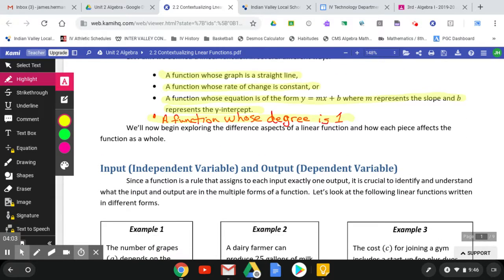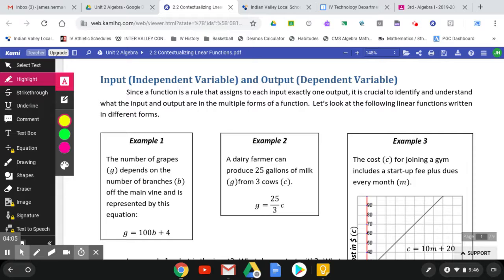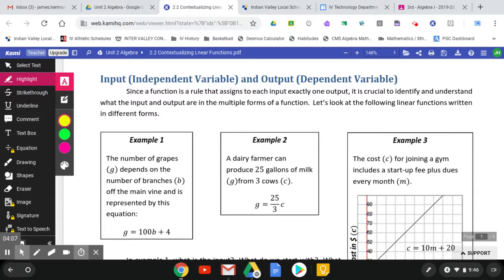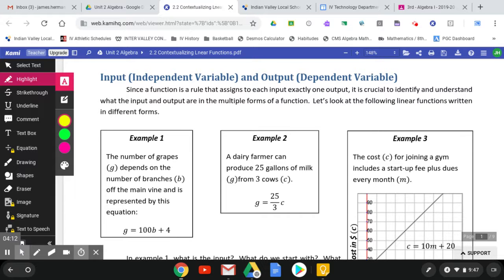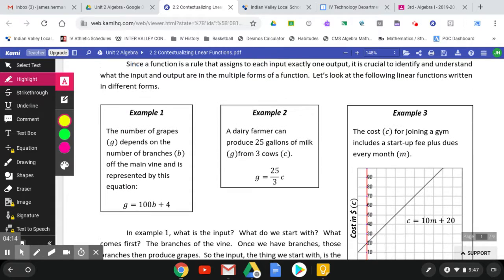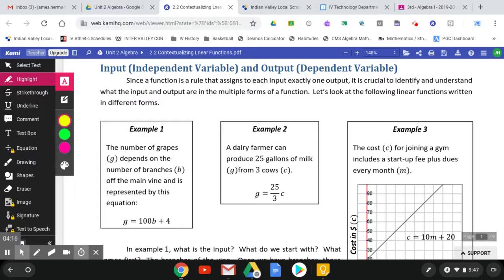Okay. Next section. Input and output. Independent variable and output, or dependent variable. Okay. Something you highlighted in that section. Quickly. I don't want to spend much time on this reading. You read it. You highlighted it. Shelby? A function is a rule that assigns each input exactly one output. Okay, I like that. A function is a rule that assigns each input exactly one output. I like that.